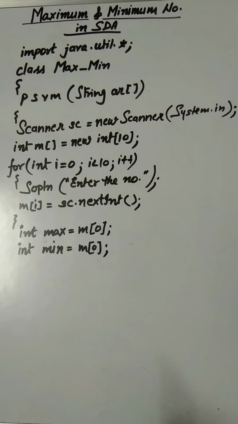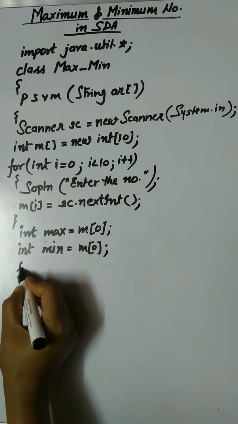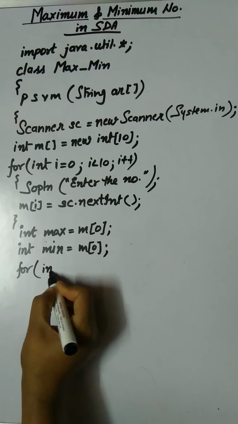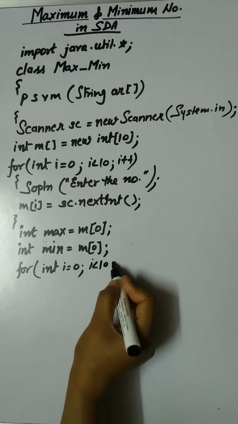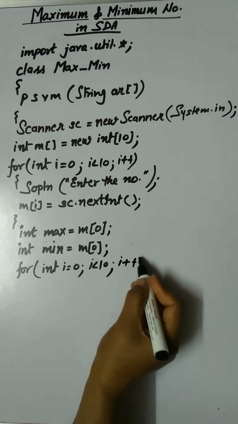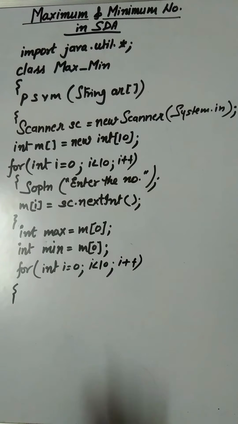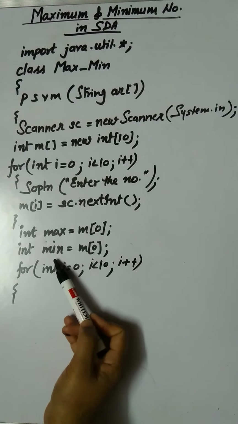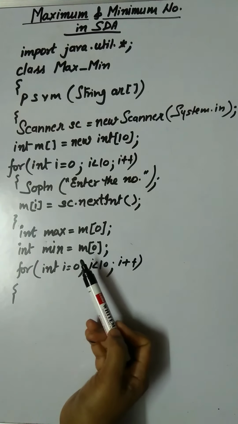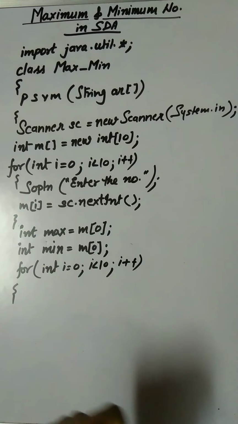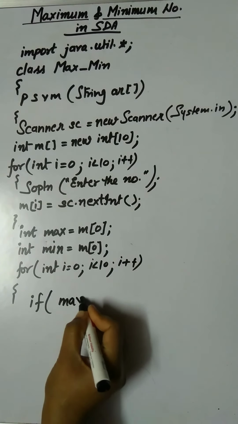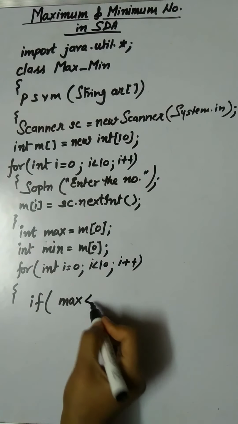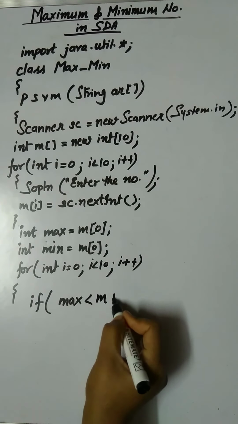Okay, after this again we need the for loop. Int I is equal to 0, I less than 10, I plus plus. Okay, for loop. After this we assign in max and min the first value, meaning the 0 index value of the array. Here we check if max is less than m of I.